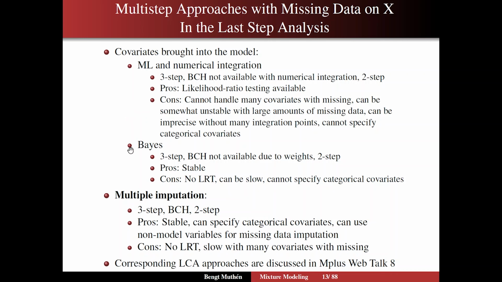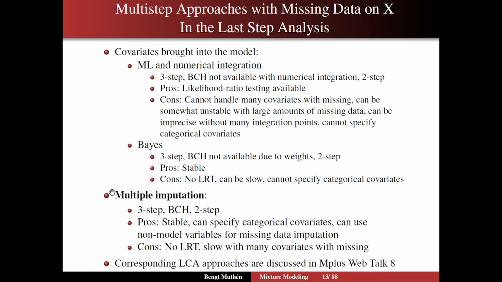Alternatively, instead of ML, you can use Bayes, you can use 3-step. You cannot use BCH because that's not available due to the weights. We don't have weights in Bayes. And you can also use 2-step. The advantage is it's stable, perhaps more so than the ML. And the disadvantage is no likelihood ratio testing. Can be slow, cannot specify categorical covariates either.